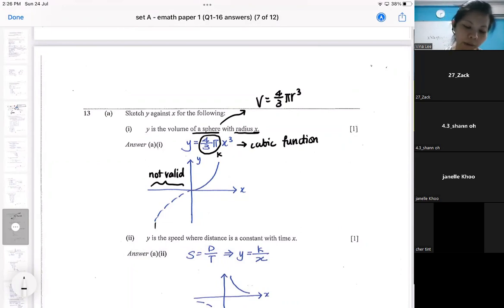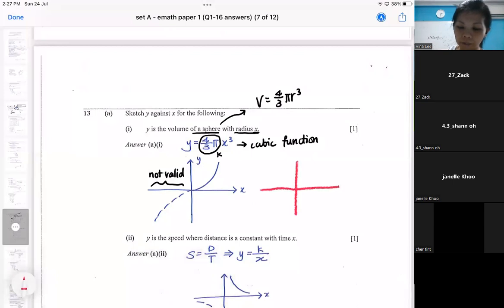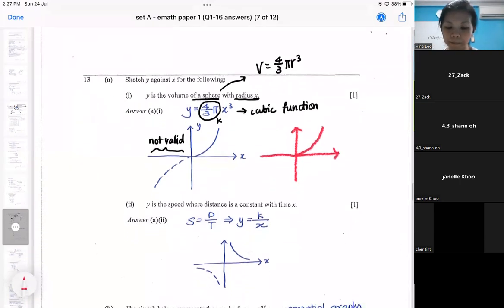That means supposedly the cubic function should be like this. But in my context, the negative part is not valid, so I kind of dotted it out. It's okay if you don't want to dot it out. You can just show the answer like this, also can. Okay, so that is the cubic function being tested.